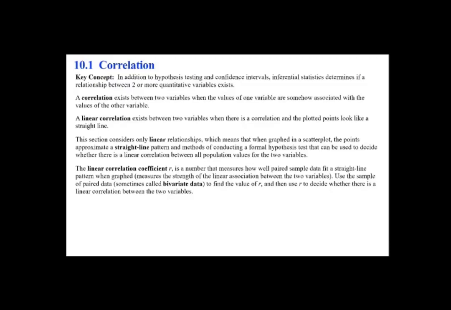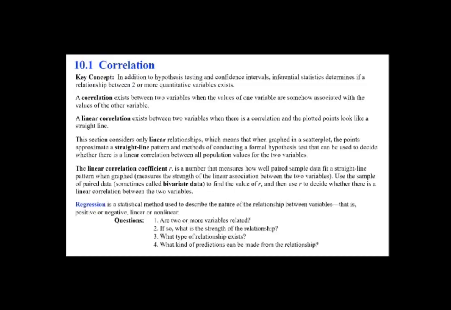Use the sample of paired data, sometimes called bivariate data, to find the value of R, and then use R to decide whether there is a linear correlation between the two variables. Regression is a statistical method used to describe the nature of the relationship between variables, that is, positive or negative, linear or nonlinear. Questions: Are two or more variables related? If so, what is the strength of the relationship? What type of relationship exists? And what kind of predictions can be made from the relationship?